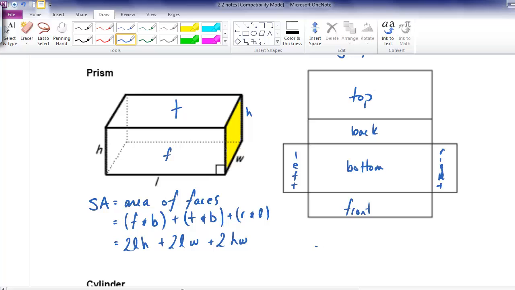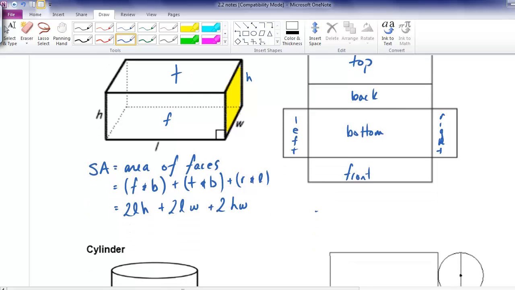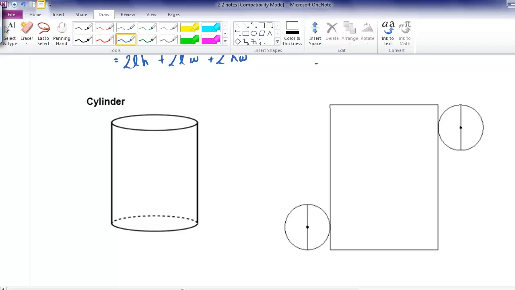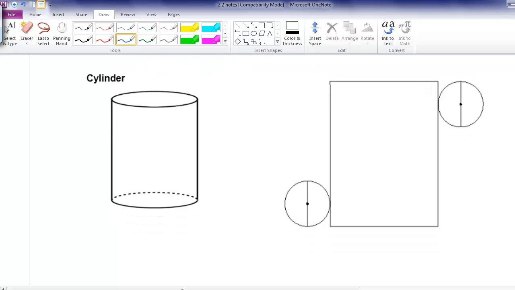So again, the general idea is there's no really set formula for surface area of a prism. Just figure out the area of all the faces and recognize that in a rectangular prism they double up, and in other prisms you have to be a bit more careful.